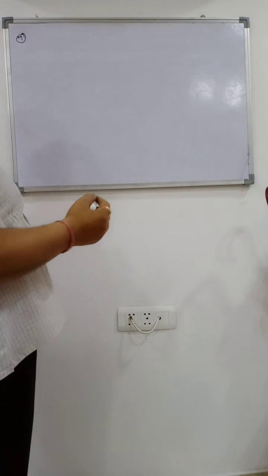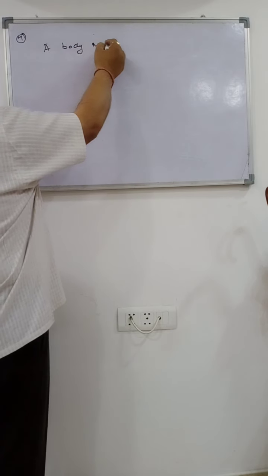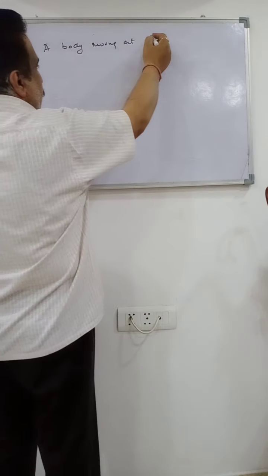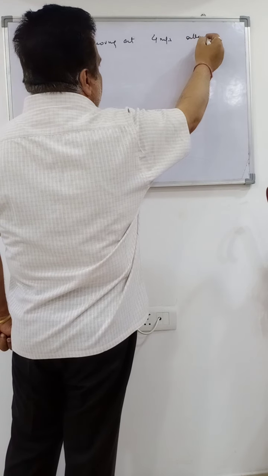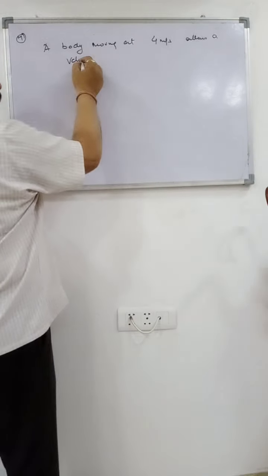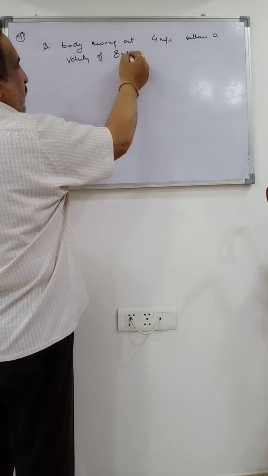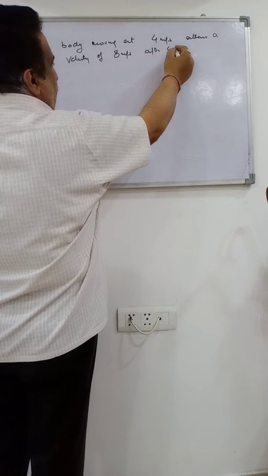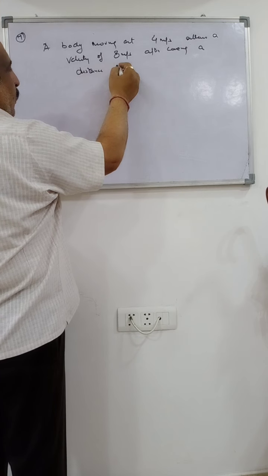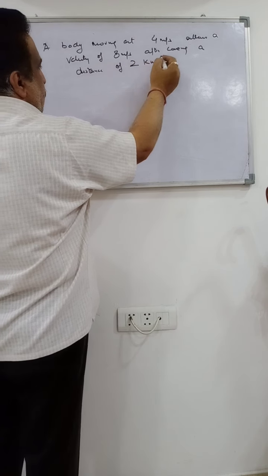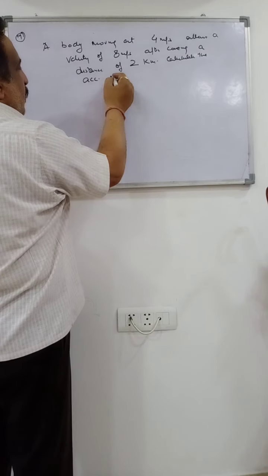Next question is, a body moving at 4 meter per second attains a velocity of 8 meter per second after covering a distance of 2 kilometers. Calculate the acceleration of the body.